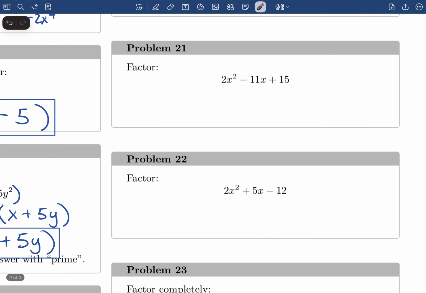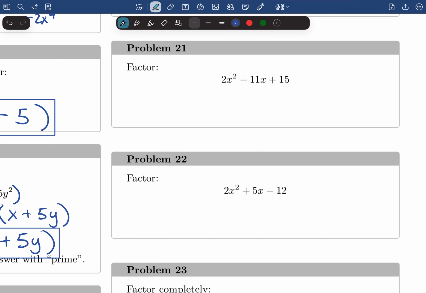Problem 21, factor this one, 2x squared minus 11x plus 15. I first look for a GCF, and I don't see a GCF. So my brain says, okay, time to do advanced trinomial factoring. I look at the A value, and the A value is 2, so that's 1 times 2. And I look at the C value, and that's 1 times 15, but it's also 3 times 5. Those are all of the factors of 15.